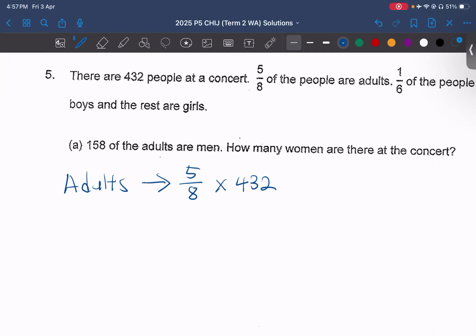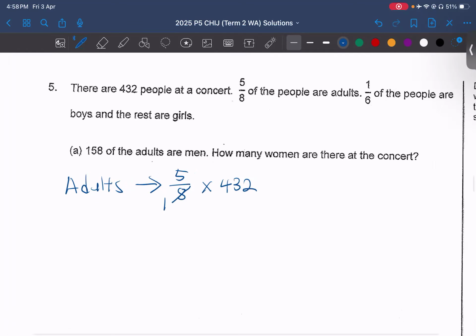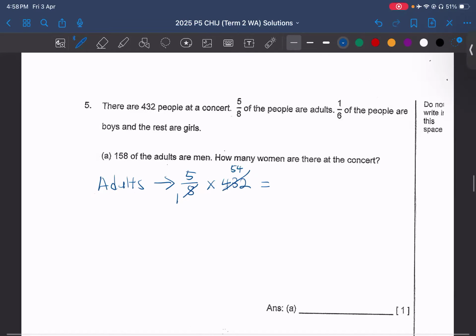432 is a multiple of 8, so you can actually cancel. So the 8 will become 1, and this 432 will become 54. And then what we have left is just 5/1 times 54, which will give me 270 adults.